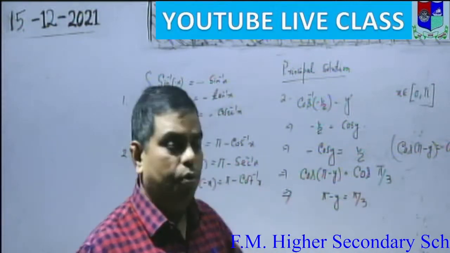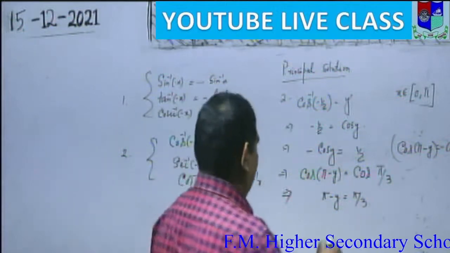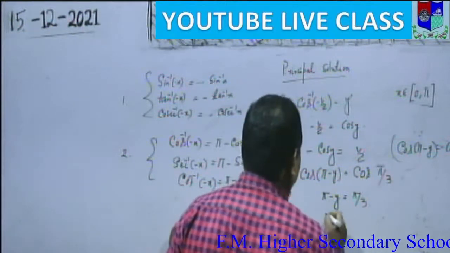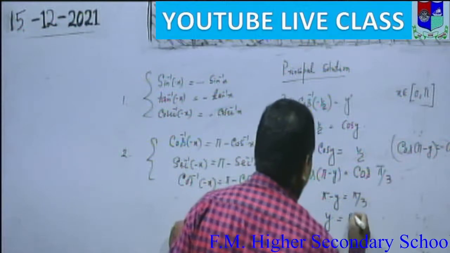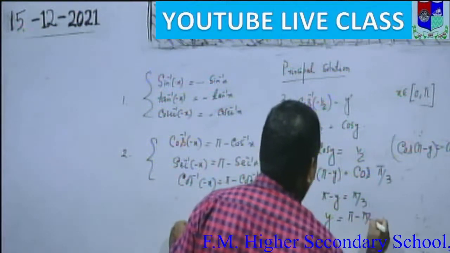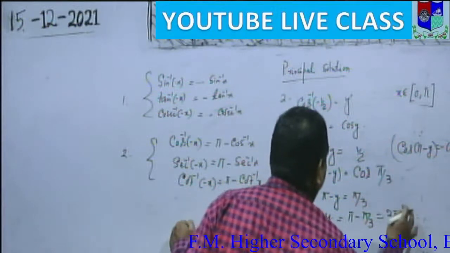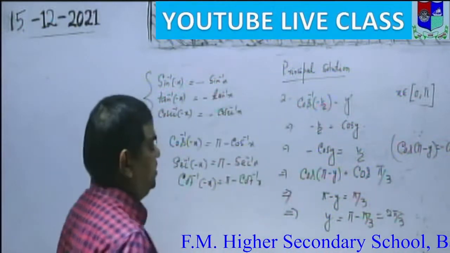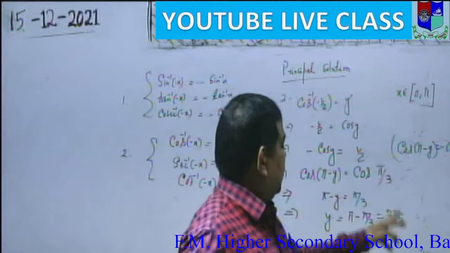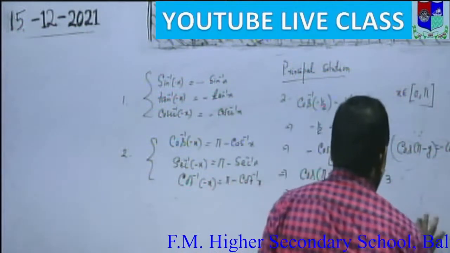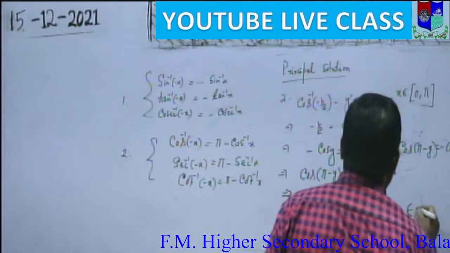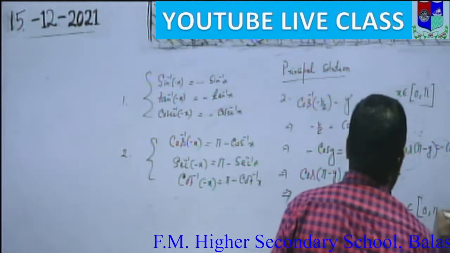That is not the theory of trigonometry. Now this implies your y is pi minus pi by 3, which is 2 pi by 3. Now this is the principal solution because 2 pi by 3 belongs to 0 to pi.